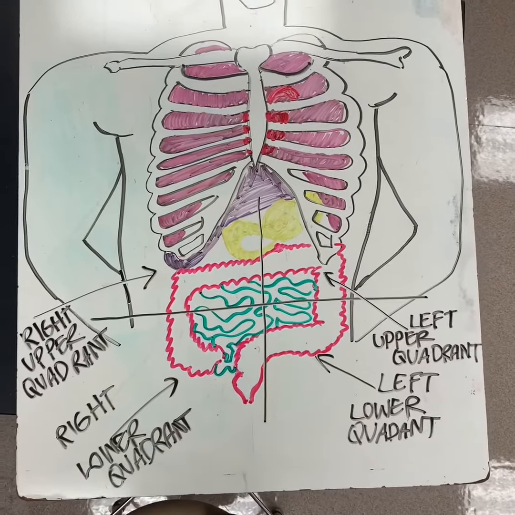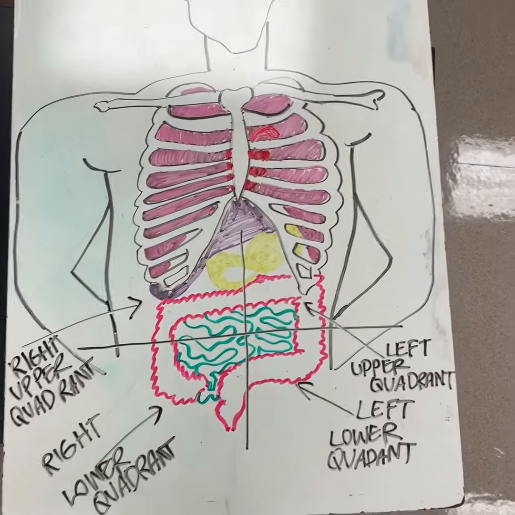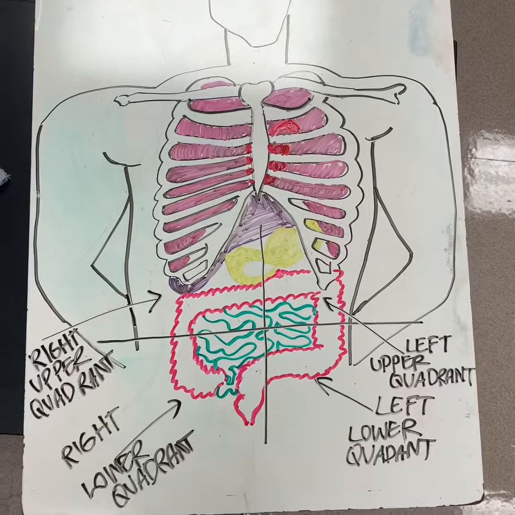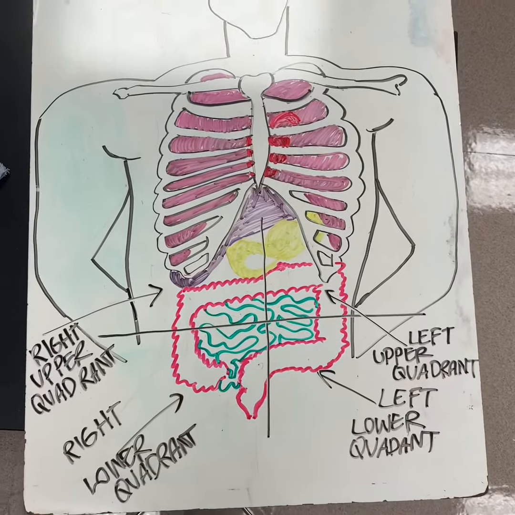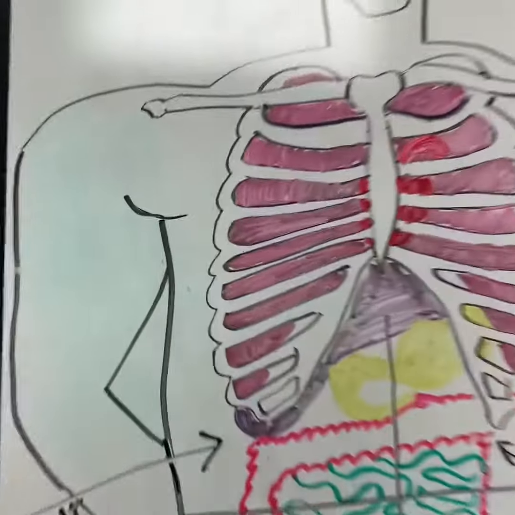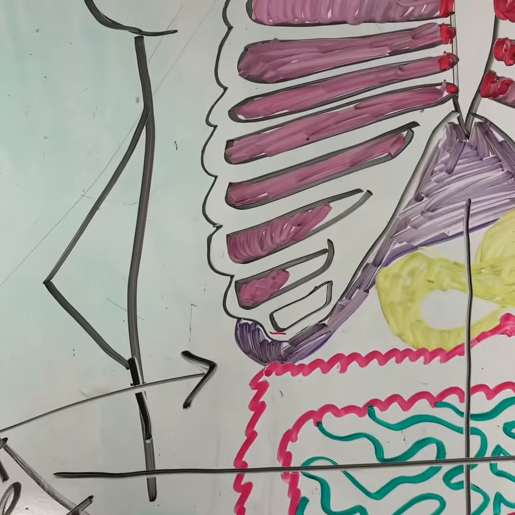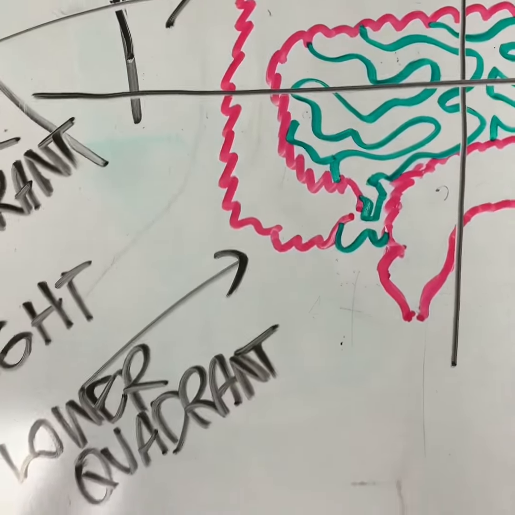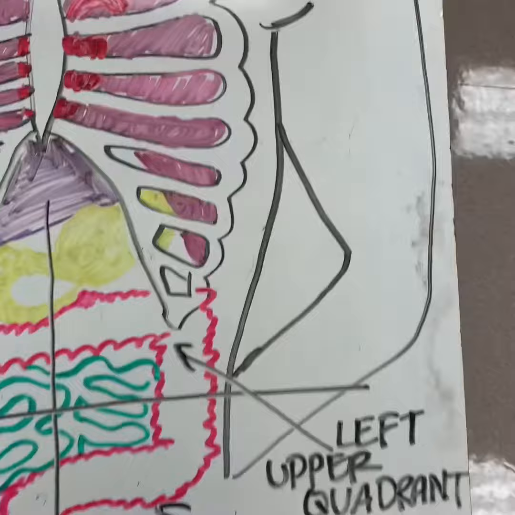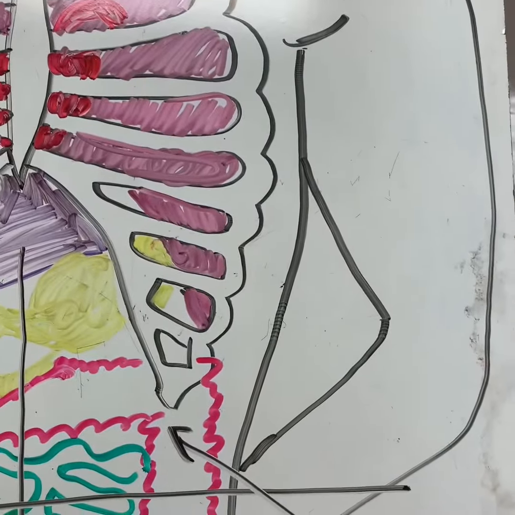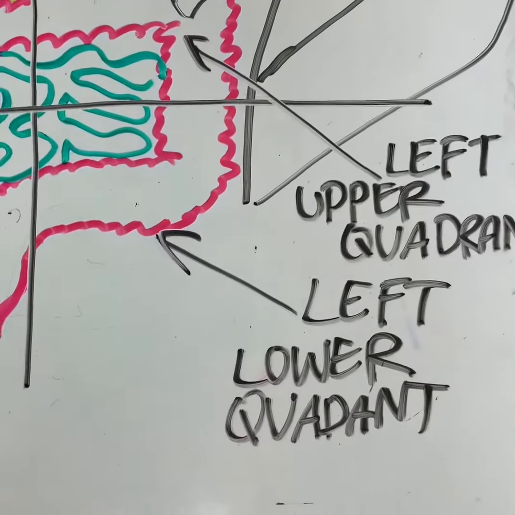Remember, when we use the terms left and right, we are always using the left and the right according to the person of interest. So over here we have the right upper quadrant and the right lower quadrant. And over here we have the left upper quadrant and the left lower quadrant.